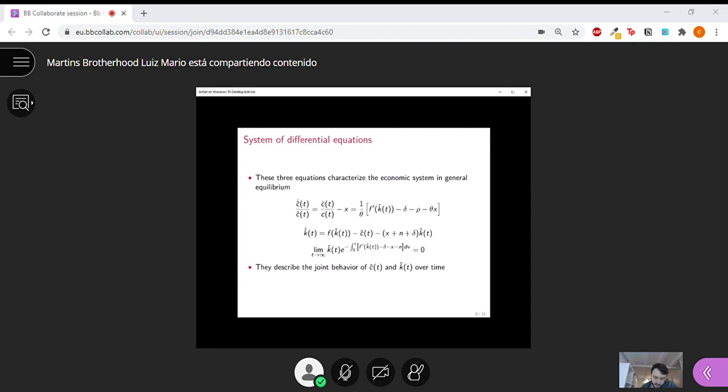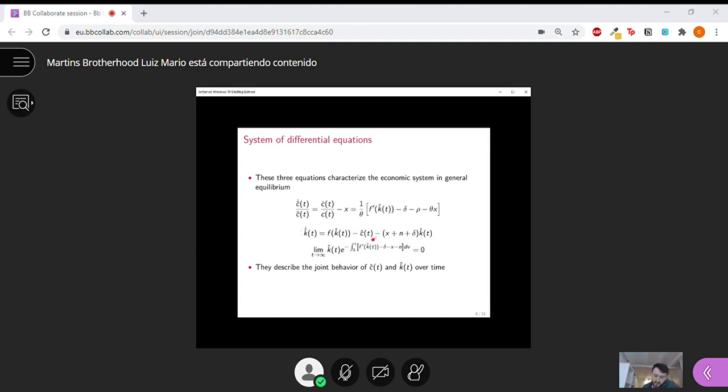For example, this is a differential equation in terms of c hat, because we have c hat dot, and it depends on capital. And capital itself is a differential equation, because we have k hat dot here, and we have k hat here. So this is clearly a differential equation.